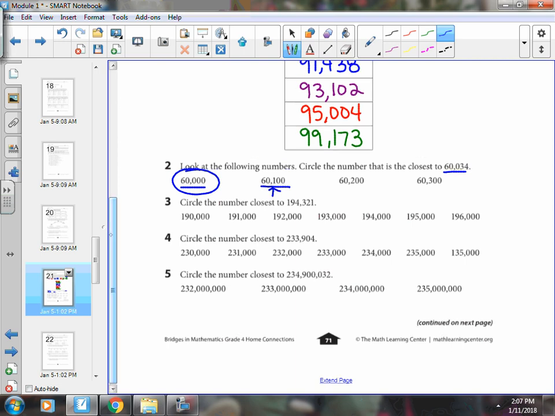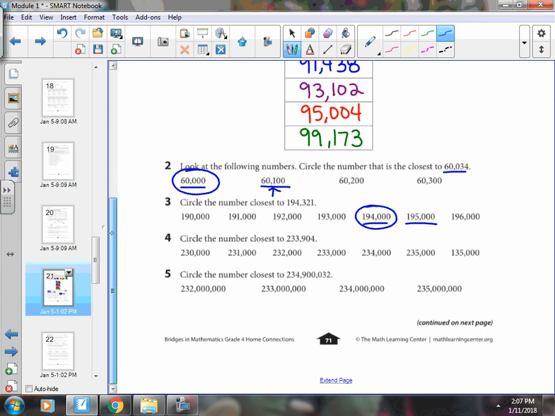Number 3, circle the number closest to 194,321. Let's see, 194,000 and 195,000. It's somewhere between those two, and it's only 300 away or so from that one, and it's more like 600-ish away from the other one.